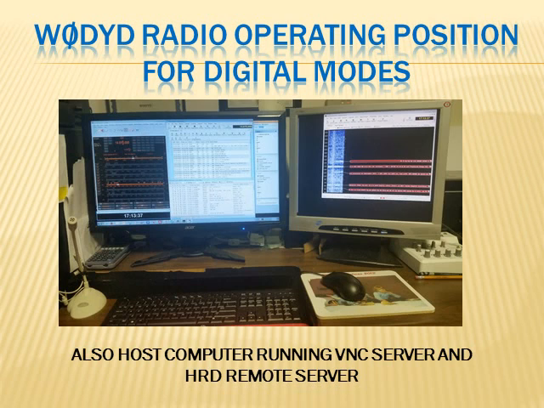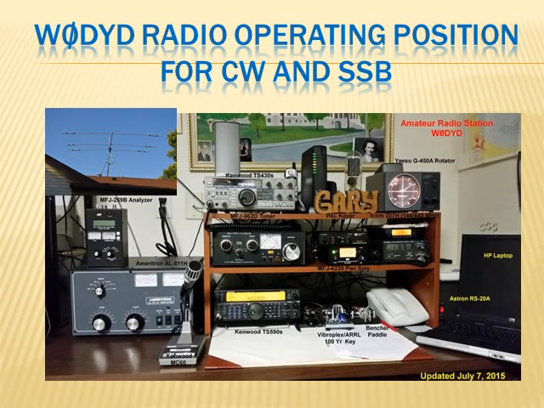I've got the radio control alongside of the logbook, and then over on the opposite screen I've got my digital modes running, so I can take a look at what's going on in all three of these programs at the same time. The USB cable then just runs from my host computer around the corner over to my TS590S. For CW and single sideband operation, this would be my normal operating position.